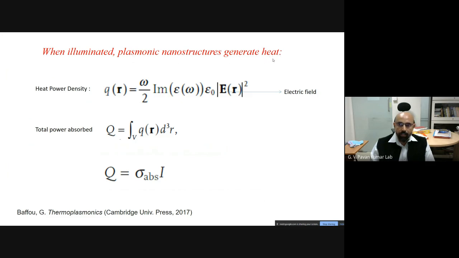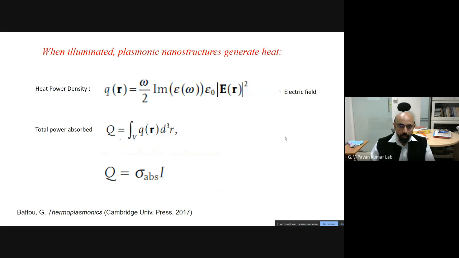What we are interested in is to utilize this optically illuminated plasmonic nanostructure to manipulate and also assemble soft matter systems. And that is the question we are trying to address here.